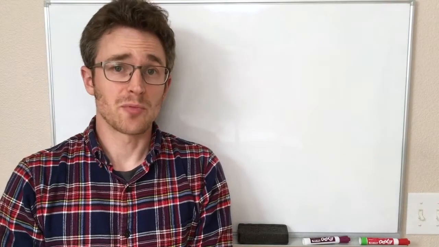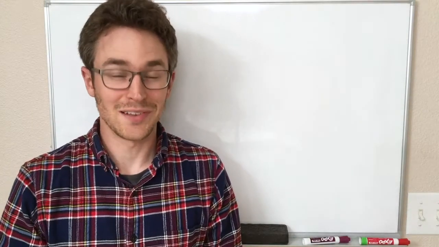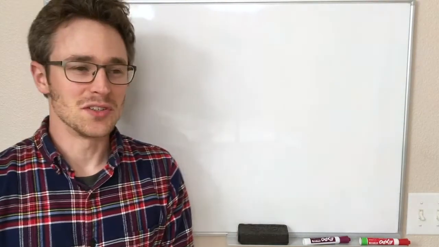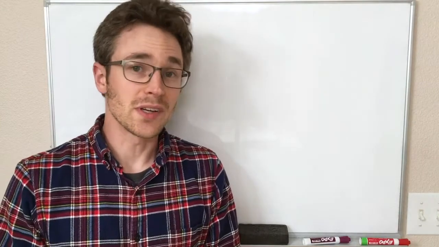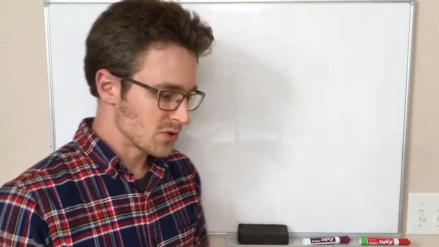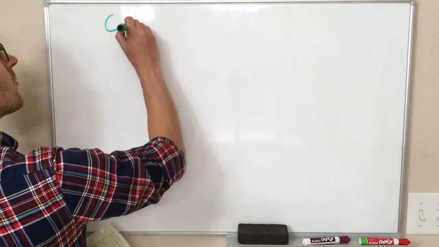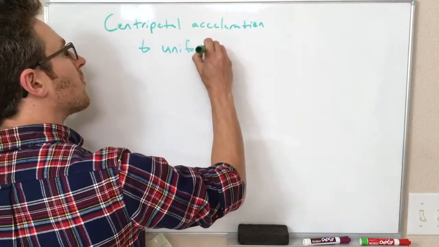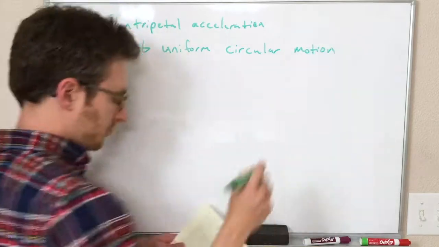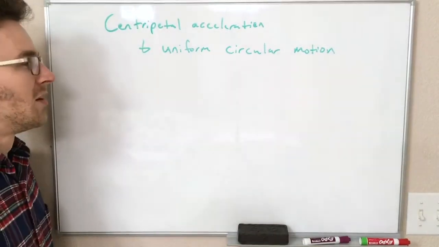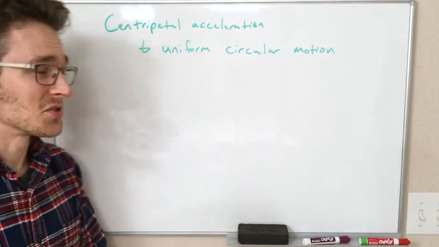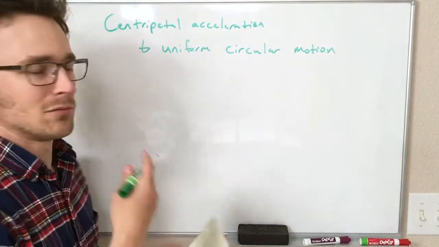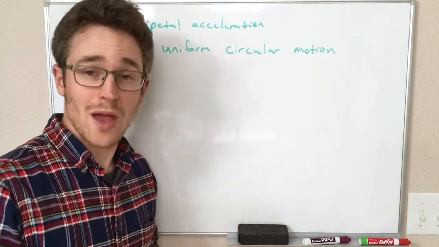Today we're going to finish chapter 4 by talking about the last thing in the chapter, which is centripetal acceleration and uniform circular motion. So let's talk about circular motion. What do we mean by that? This is something we haven't dealt with so far.